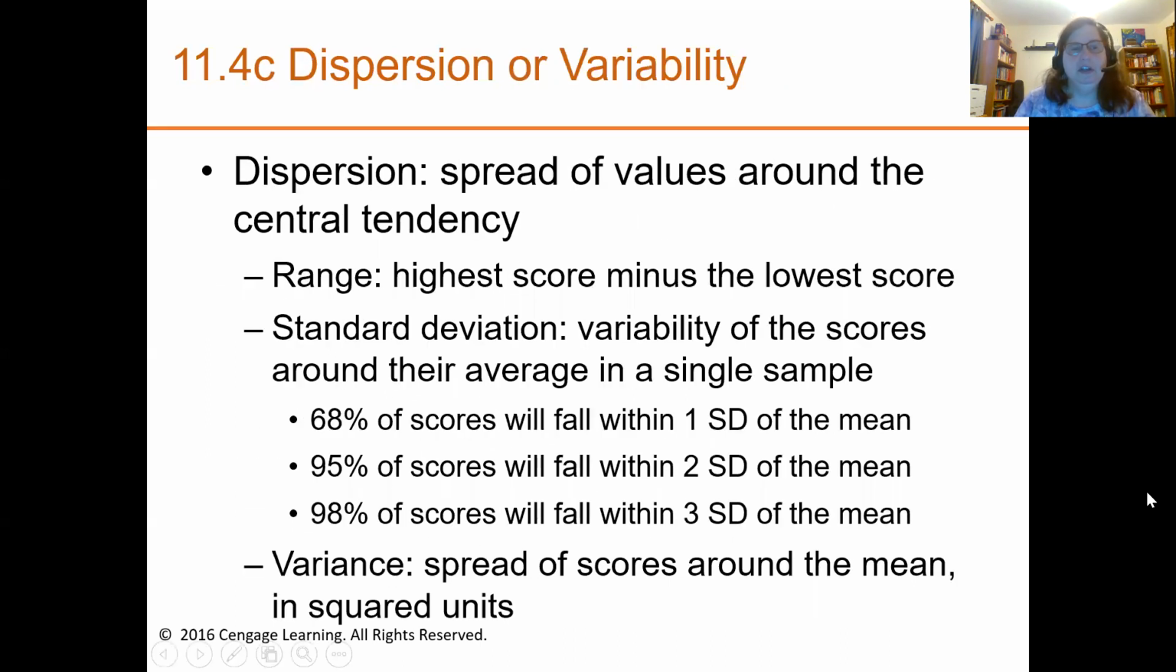Okay. And as we talked about, the variance is the spread of scores around the mean in squared units. So in other words, how do you get the variance? If you're interested, take the standard deviation and square it. I think the standard deviation is sufficient and usually gives you a better idea of what you're dealing with.